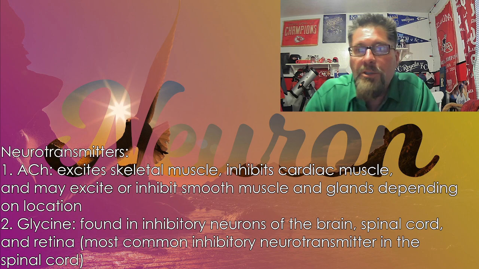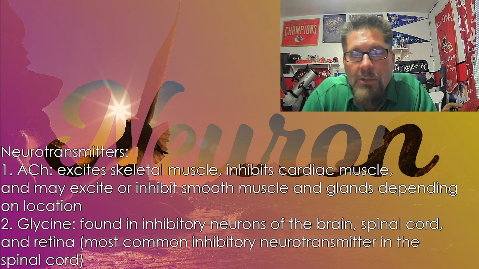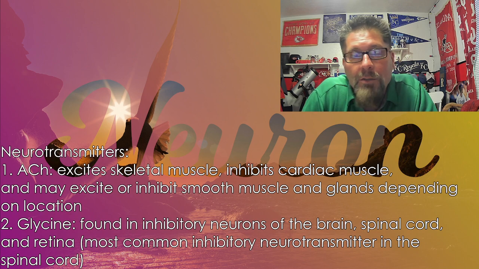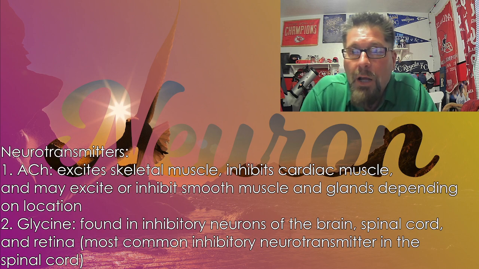Alright, so looking at some specific neurotransmitters, we mentioned the acetylcholines, the ACHs. Their focus is getting skeletal muscles to work. They can also do some inhibiting of cardiac muscle, and obviously that doesn't mean to stop the cardiac muscle from working. We wouldn't want that. But we mentioned in the sympathetic and parasympathetic divisions of the PNS, the ACHs can be part of that which slows down the heartbeat.